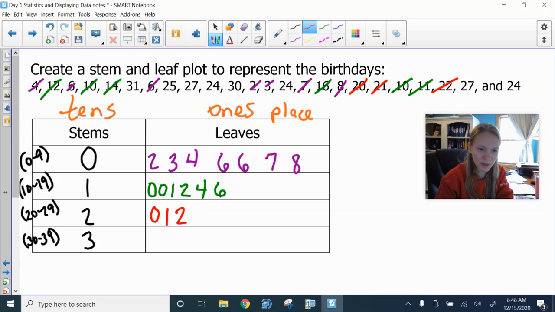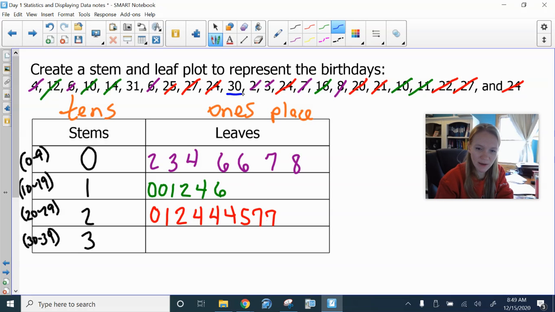Doesn't look like I have any 23s. I've got a 24, and actually I knew I had 3 of those. So this is another way to also see what your mode is, because I can see I have 3 4s. That's 3 24s, more than I have of anything else. I have a 25. I have a 27 and another 27, so I'll put 2 7s down. And that looks like that's it for those.